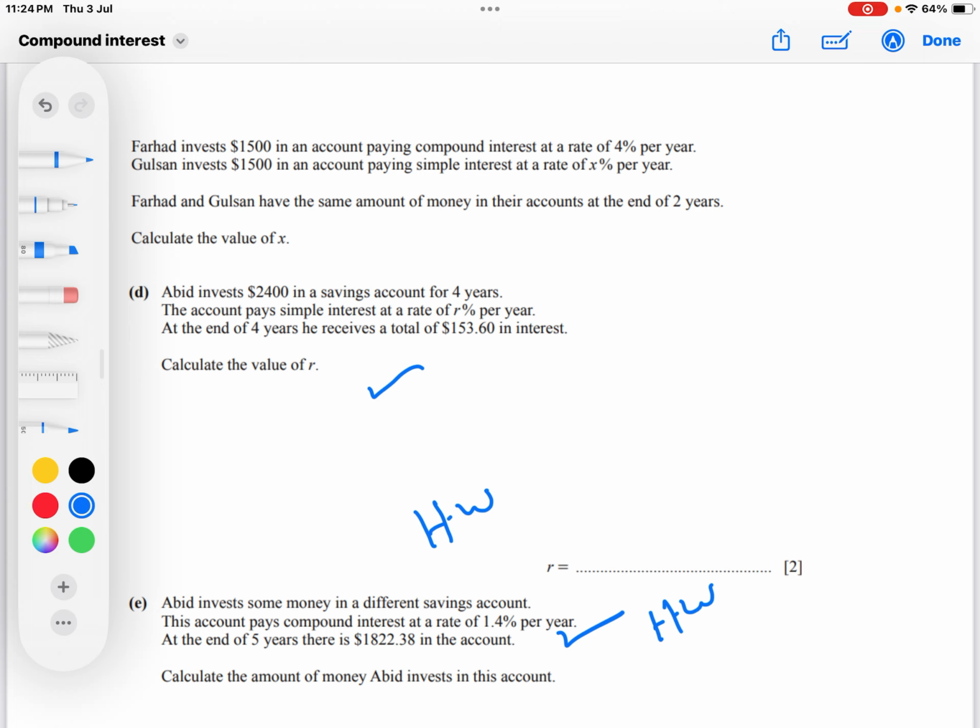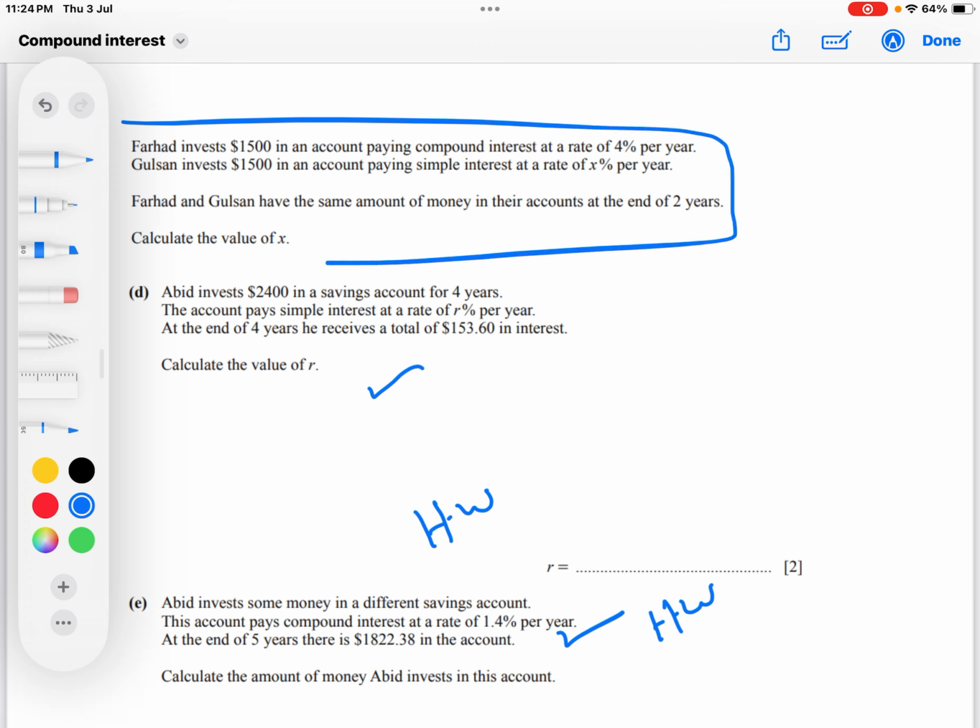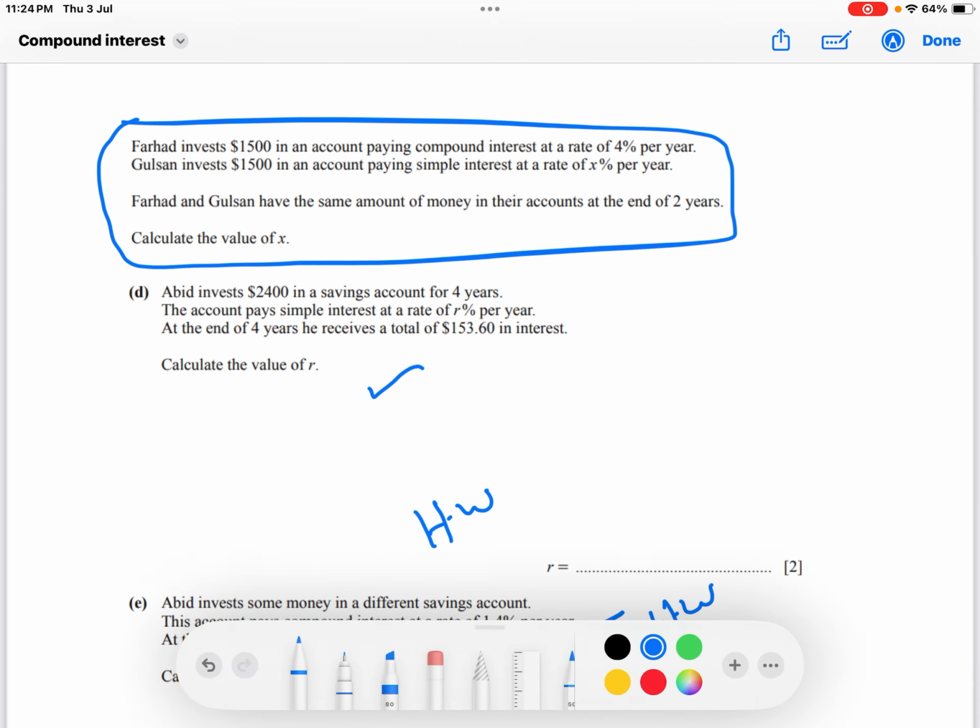Okay, now I'm solving this question for you. This one is a little bit different, that's why I'm solving it. These two are similar to what we have done previously, so they are homework for you. Try these questions at home. I hope you will get the correct answer. Now moving towards this question, very interesting and very easy.